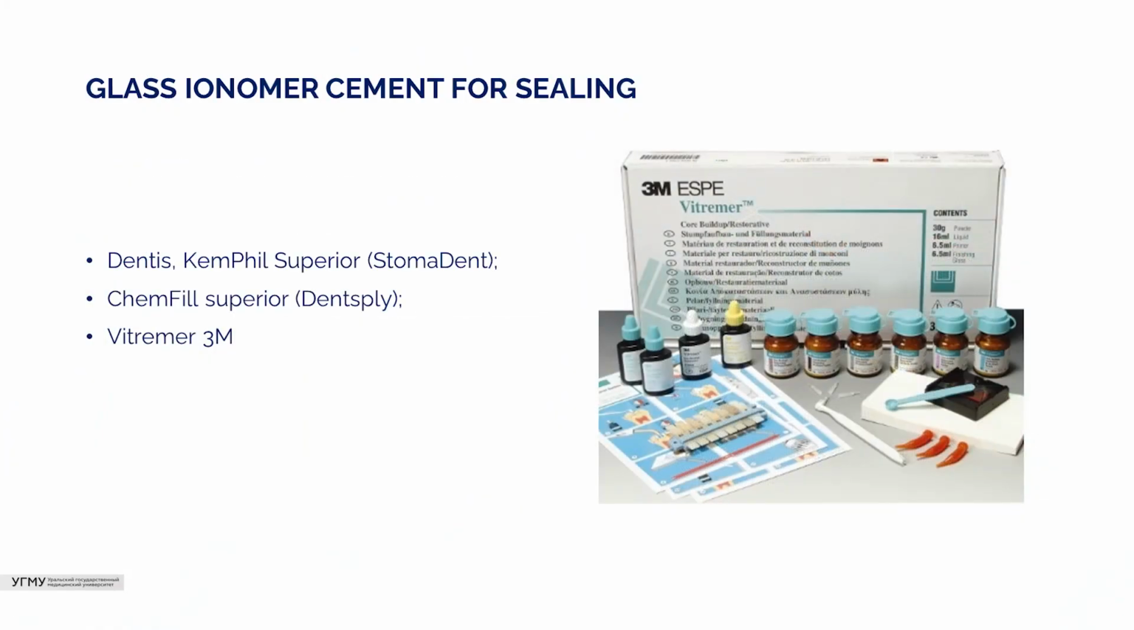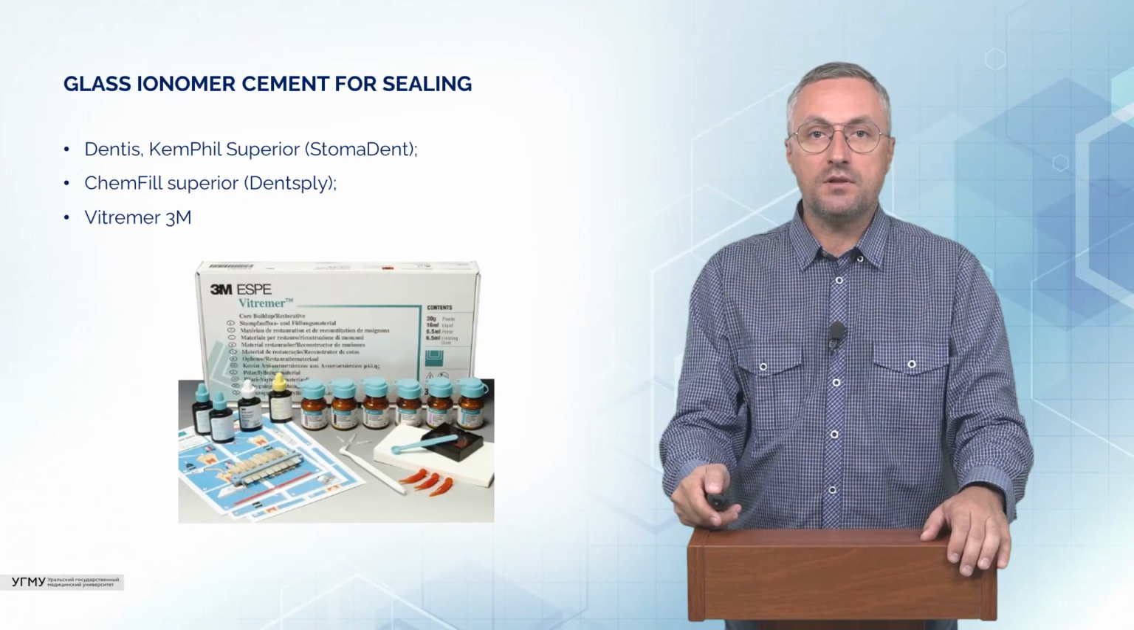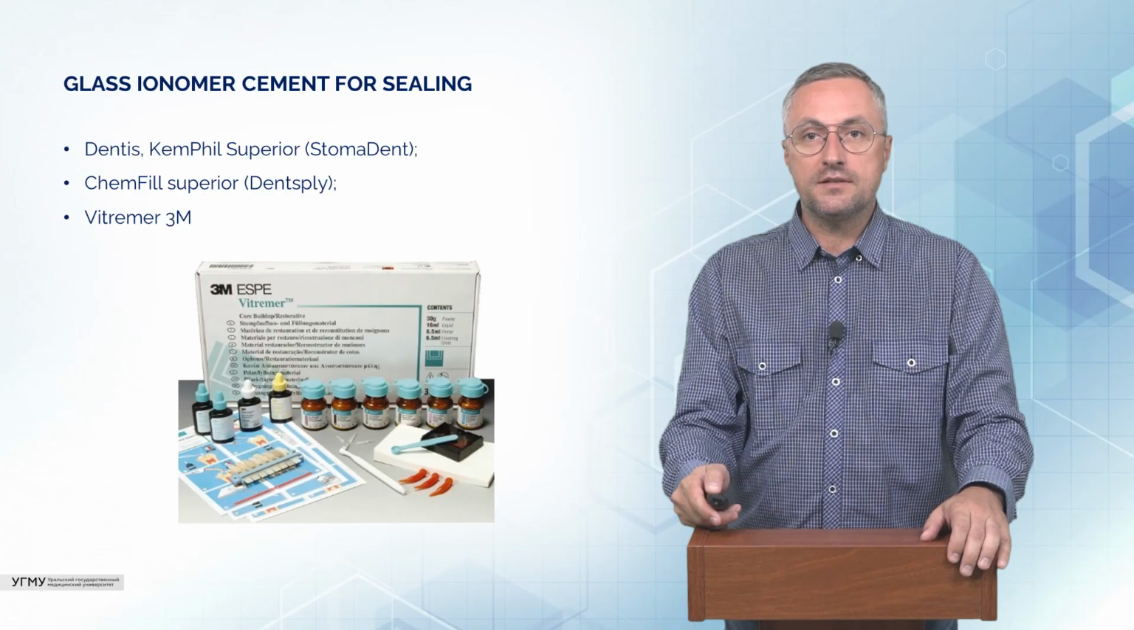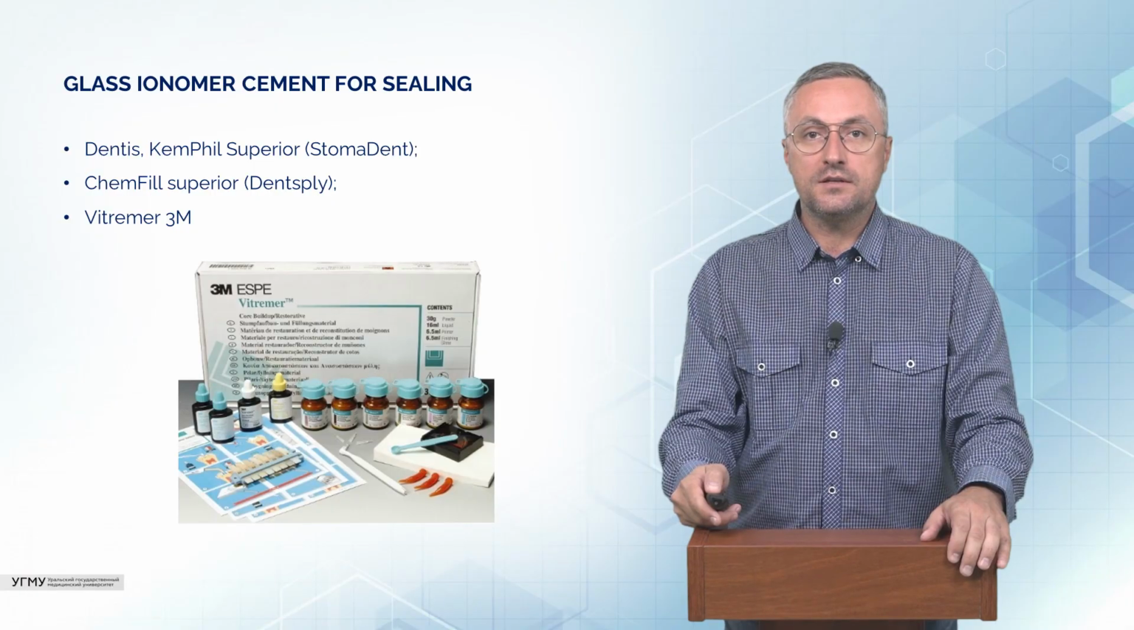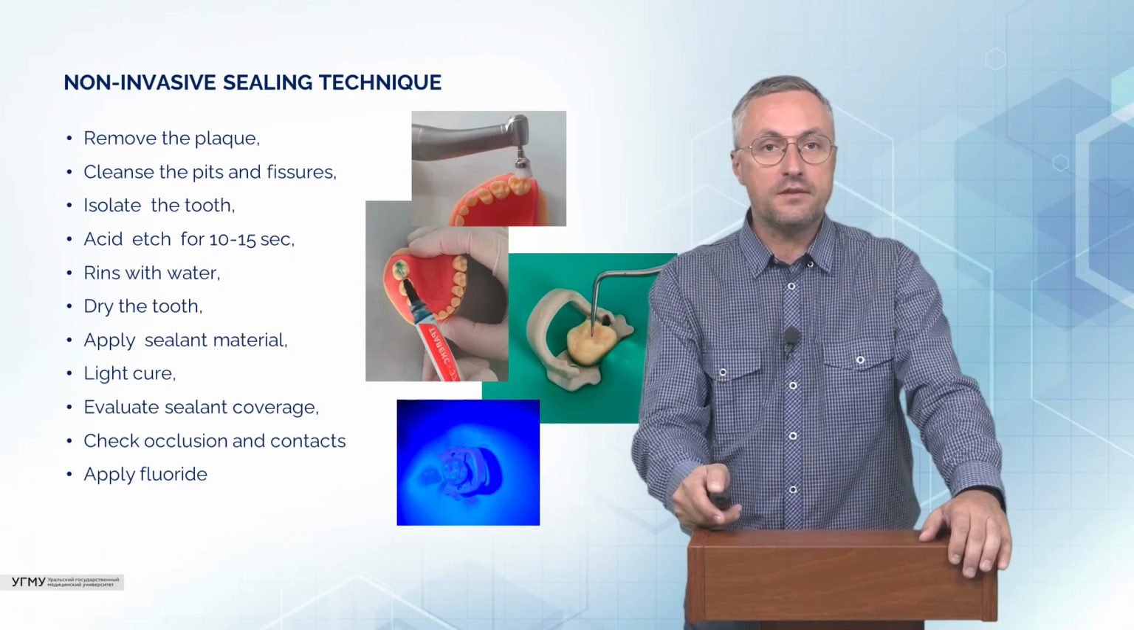And the glass ionomer cement for sealing. Glass ionomer cements chemically bond to the enamel, providing a better seal than some other materials such as sealants. They contain fluorides, which are gradually released into the surrounding enamel. Glass ionomer cements can be used even when teeth have not fully erupted or in conditions of insufficient insulation and dryness. And now I will tell you about the sealing method.